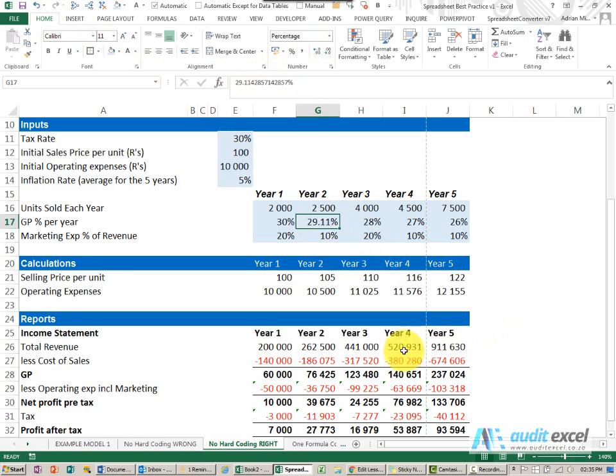Just one more thing about hard coding. So let's just look at that formula again. So we are happy that there is no hard coding here. Notice, however, there is a number in here. There's a 1. So this rule applies to numbers where you're adding them to affect the formula.